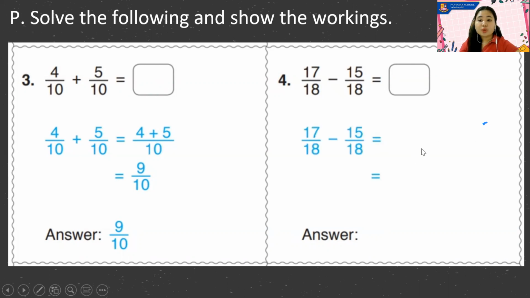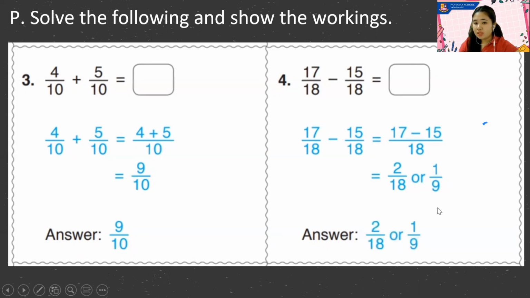Next, number 4. 17/18 minus 15/18. Okay, copy the denominator of 18, then you minus 17 minus 15. The answer is 2/18. But you can also do it in lowest term. So you divide this by 2. 2 divided by 2, that is 1. 18 divided by 2, that is 9. So the answer, depends on you. You can answer 2/18 or you can answer 1/9. Okay, both are the correct answers.